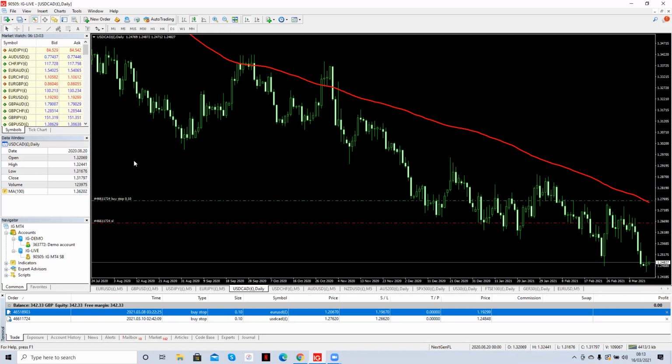For the dollar, Canadian dollar, I use the moving average 100. So for dollar, Canadian dollar, and the pound dollar, I use moving average 100. For all other currency pairs, I use the moving average 50. But for USD CAD and the pound dollar, I use the moving average 100.